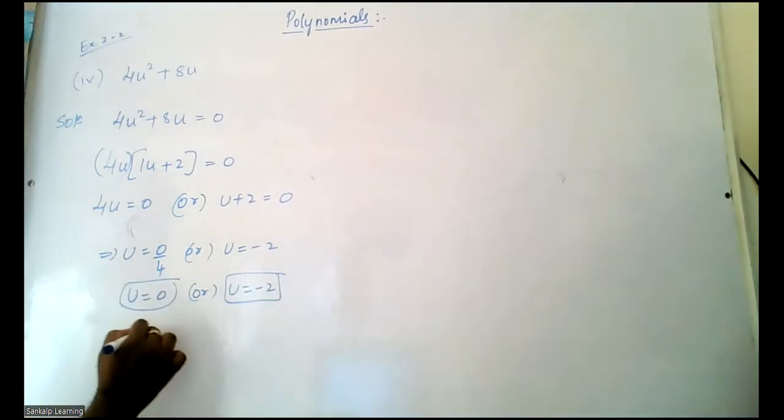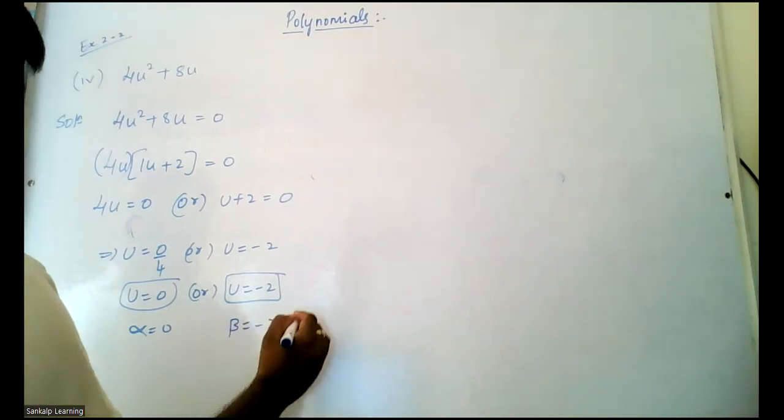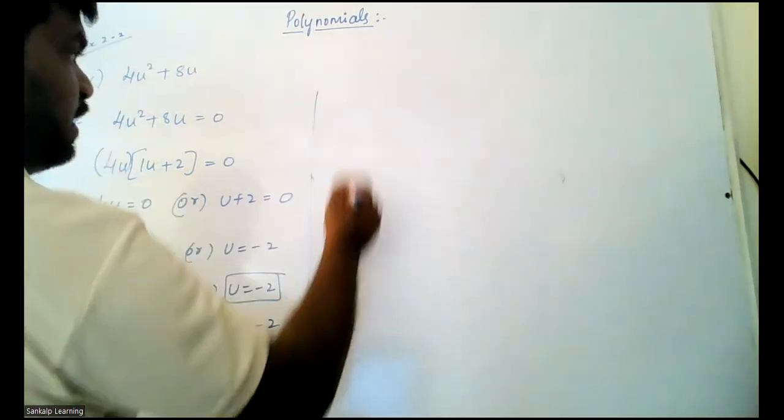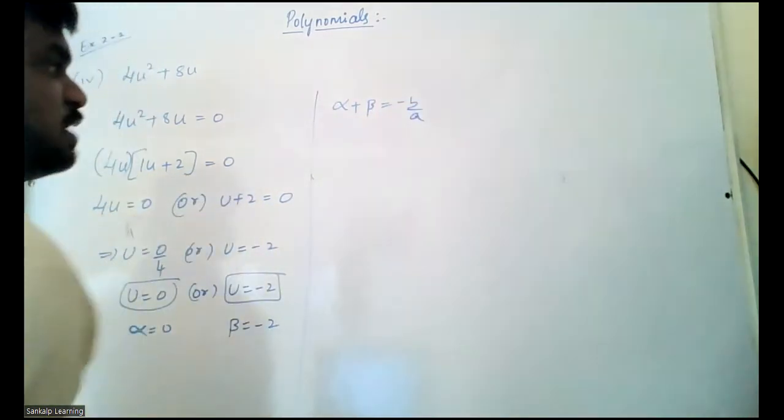So let's take this as alpha and let's take this as beta. Now alpha plus beta is equal to minus b by a, isn't it?